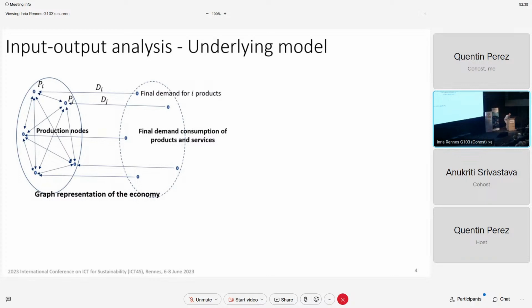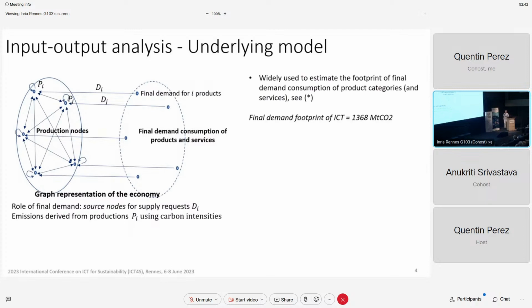Input-output analysis is a classical method, generally used to estimate the footprint of the final demand, and generally used for estimating the footprint of countries. We did this on the world scale using the data from OECD, and we arrived at this figure for the footprint of the final demand.